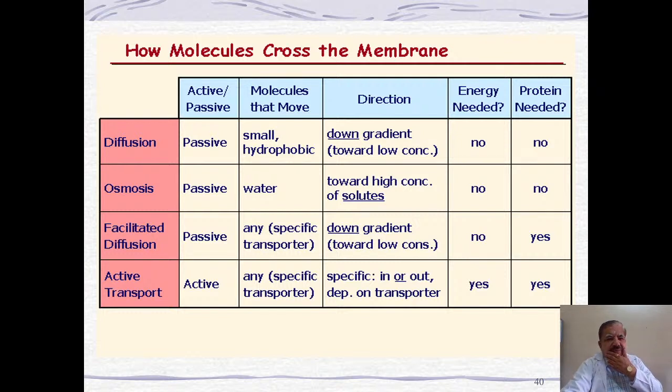How do molecules cross the membrane? Diffusion is passive, osmosis is passive, and facilitated diffusion is a passive way of diffusion. Passive diffusion doesn't need energy, only protein is needed. The direction is down the gradient, temperature high; all these are gradients which we have read. This is in a tabular form.